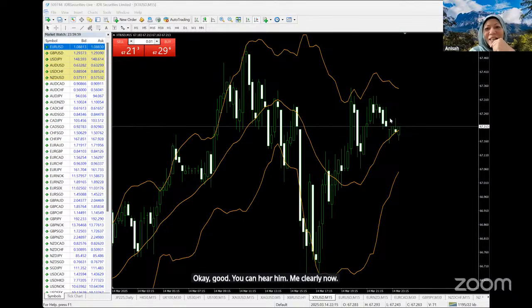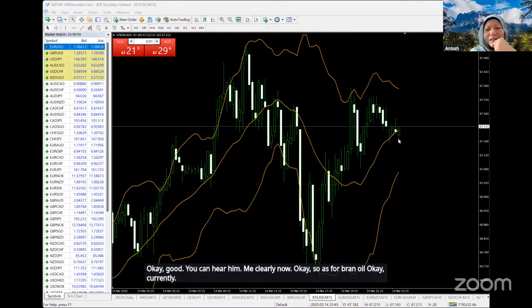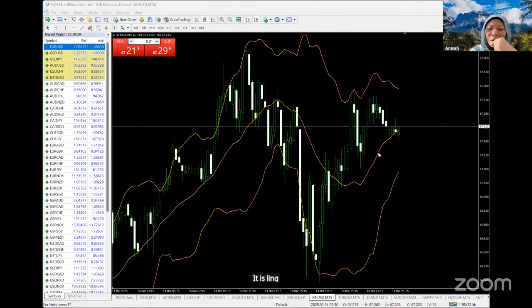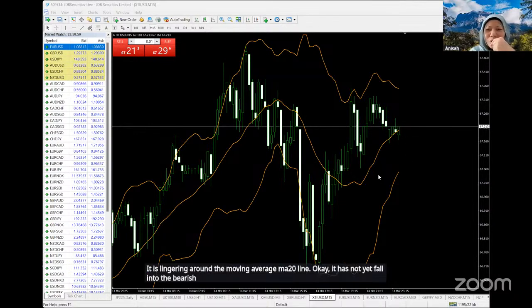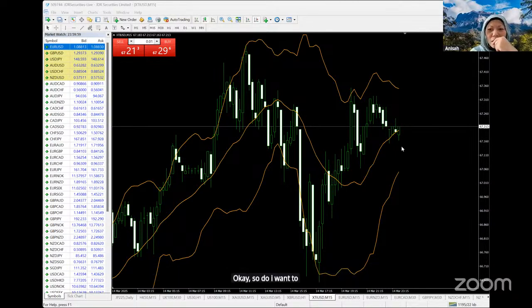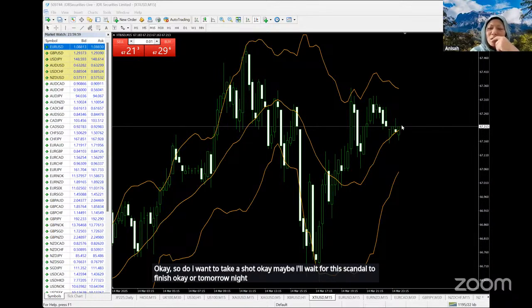As for Brent oil, currently it is lingering around the moving average, the MA20 line. It has not yet fallen into the bearish Bollinger Band area. So do I want to take a shot? Maybe I'll wait for this candle to finish, or tomorrow night, and see whether it's going to close in the bullish area or in the bearish area.